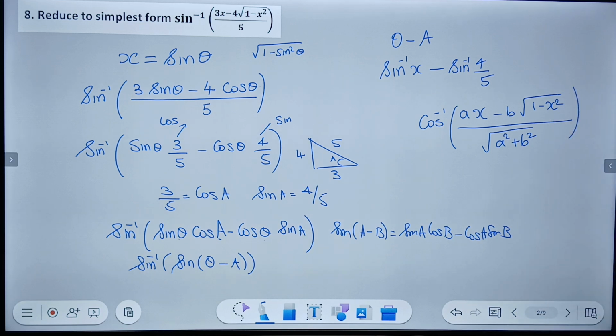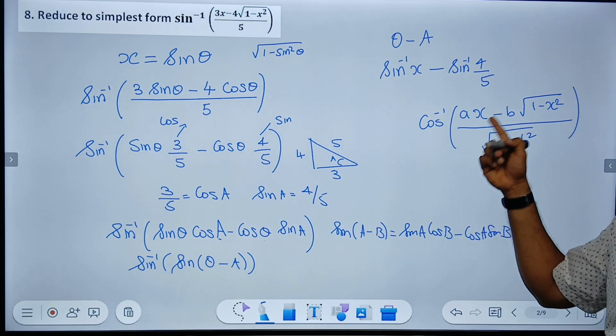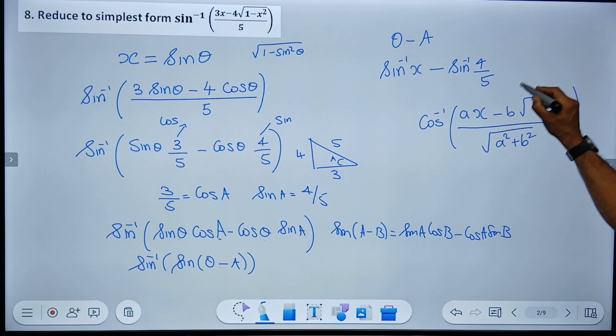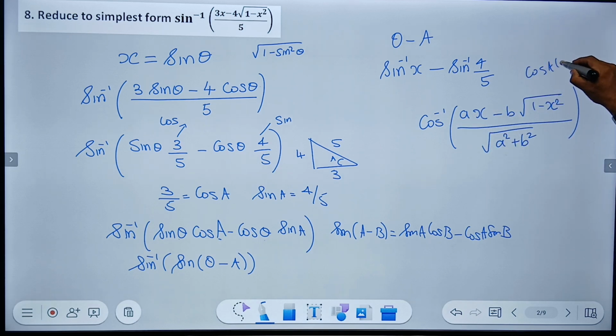So you can try this problem. You can put x as cos theta here. I prefer cos because you know cos(a minus b) will be cos a cos b minus sin a sin b. That will be cos of a plus b. I'm going to use this here.